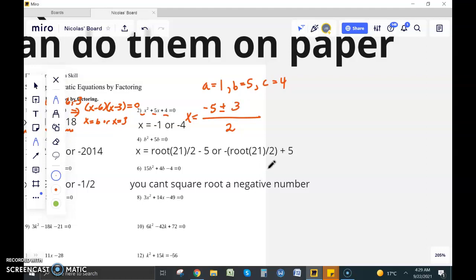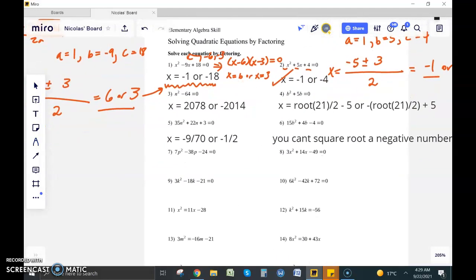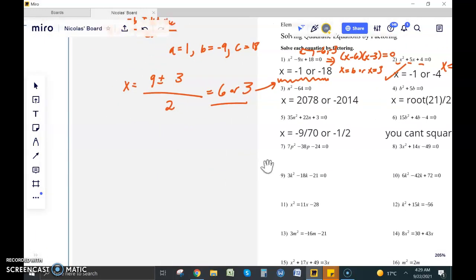So negative 5 plus or minus 3 over 2 gives us negative 5 plus 3 is negative 2, divided by 2 is negative 1. Or negative 5 minus 3 is negative 8, divided by 2 is negative 4. And looking here, it looks like you got that correct, so awesome. Great job. Let's go to number 3.